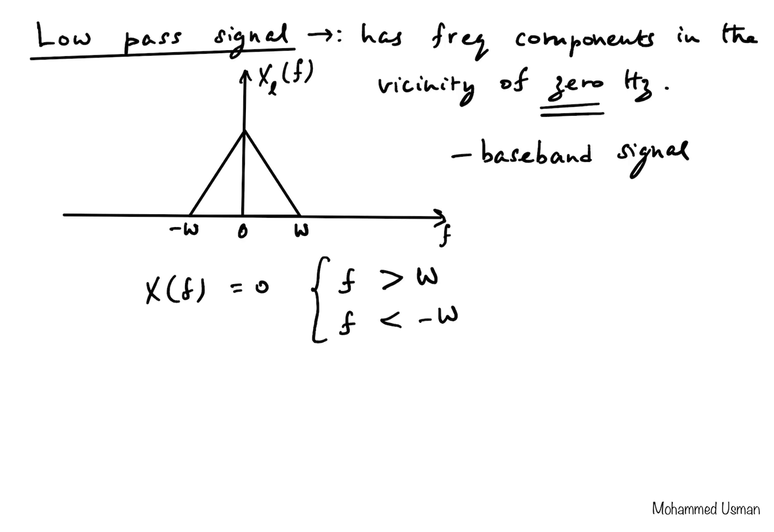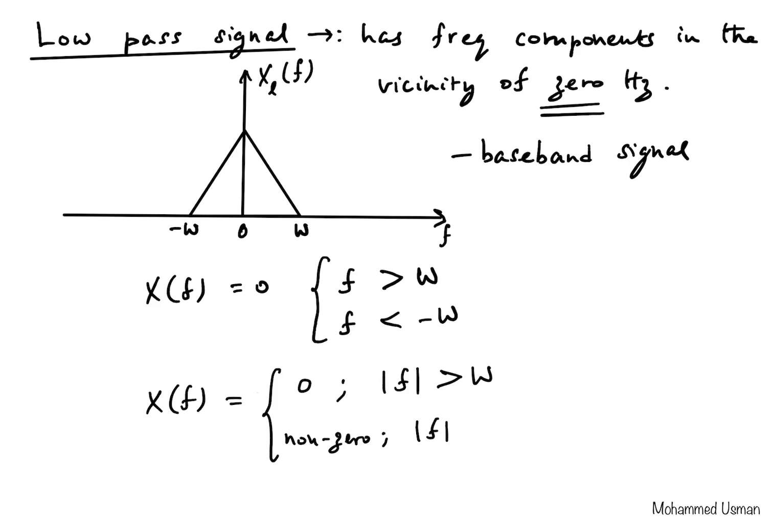So the equivalent way of writing that is basically X of f equals 0 if the magnitude of f is greater than W, and it is non-zero if the magnitude of f is less than W.